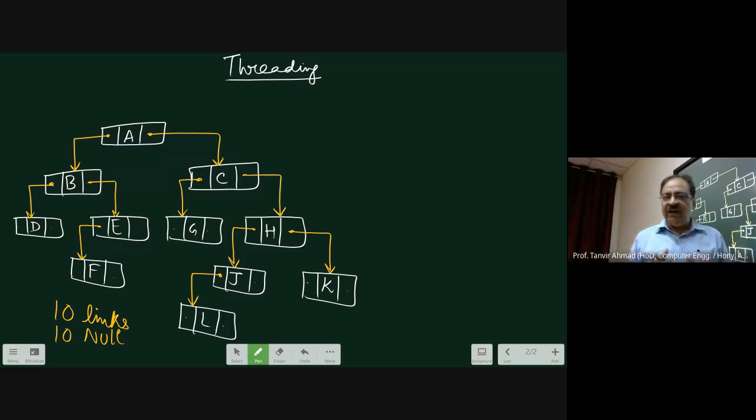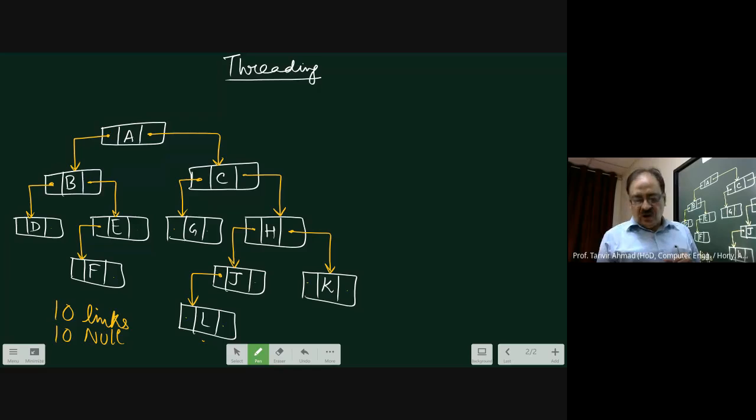The difference between thread and link is that a link points from parent to child, whereas a thread points from child to parent. The parent may not be the immediate parent; it will be an ancestor. Ancestor means, for example, for L, the parent is J, but L might point to H also, or it can be anyone, depending on the threading. Therefore, threads are basically backlinks, backlinks from the child to the ancestor.